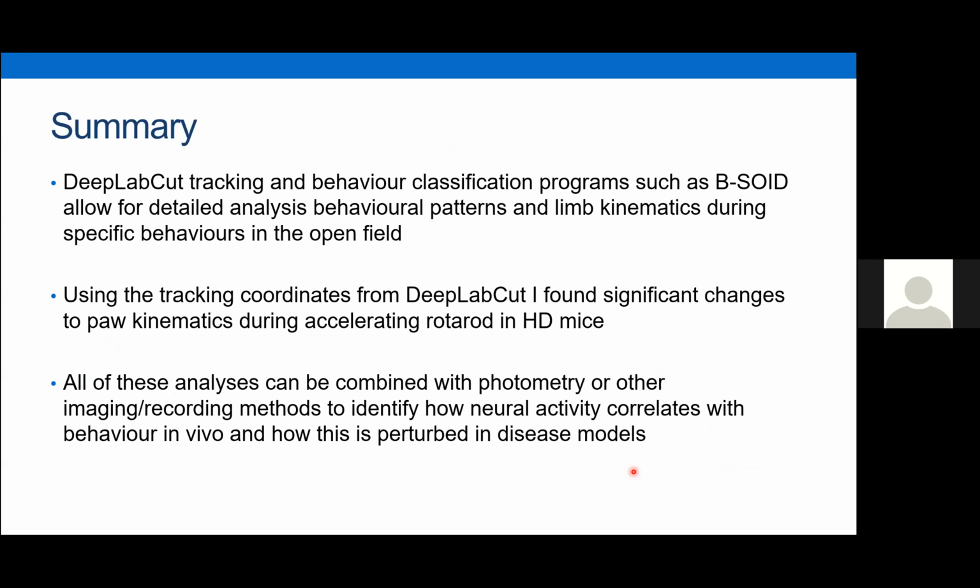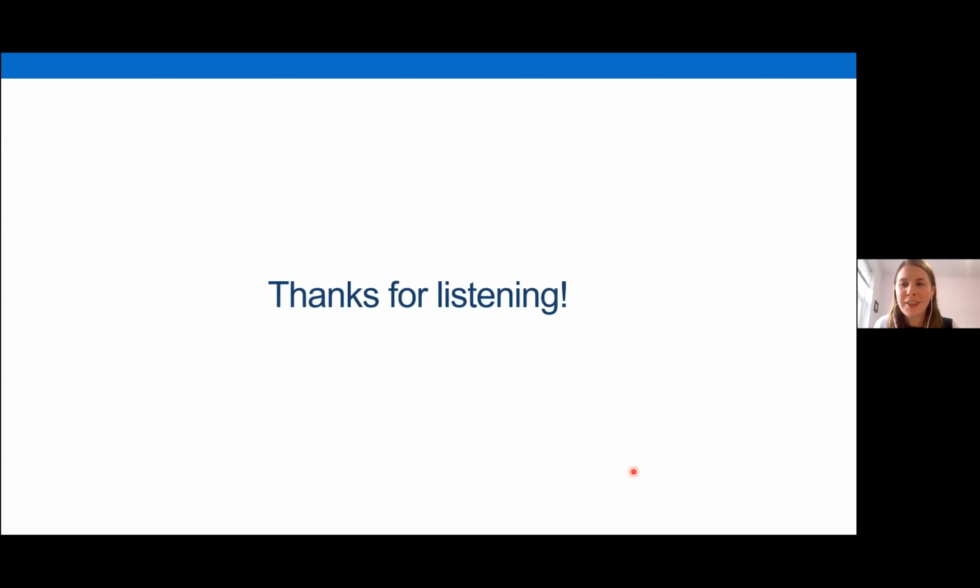So in summary, DeepLabCut tracking and programs such as B-SOiD are a way that allow for detailed analysis of behavioral patterns and limb kinematics during behaviors in the open field. And these softwares also save you a lot of time. Using tracking coordinates from DeepLabCut, I was able to find significant changes in paw kinematics during the accelerating rotarod in HD mice. And all of these analyses can be combined with photometry or with other imaging or recording methods so that you can correlate the neural activity in the brain to behavior and look at how this is affected in disease models. So thank you for listening.